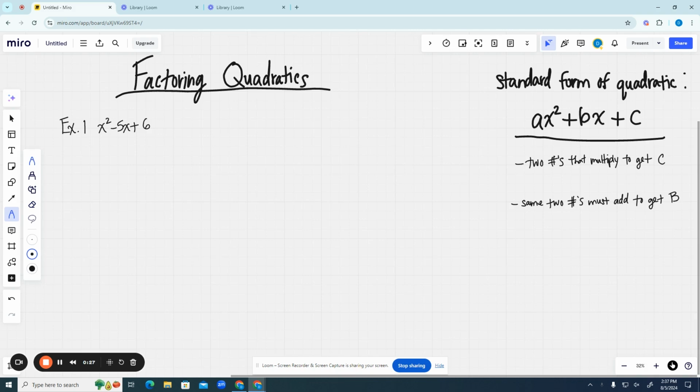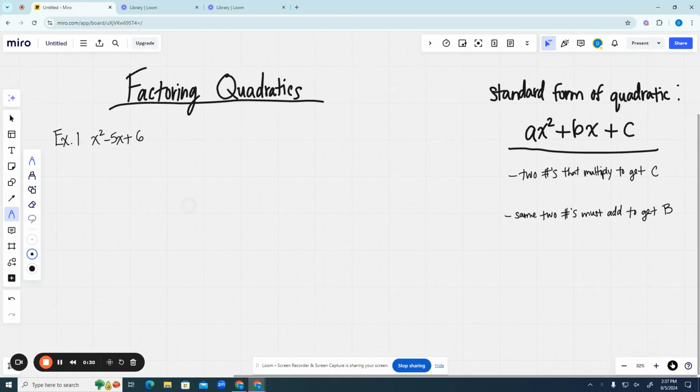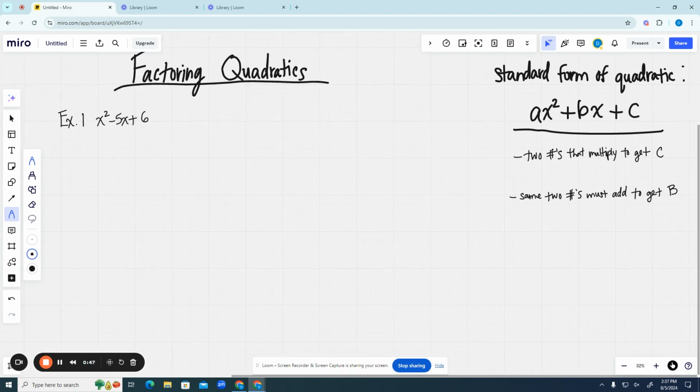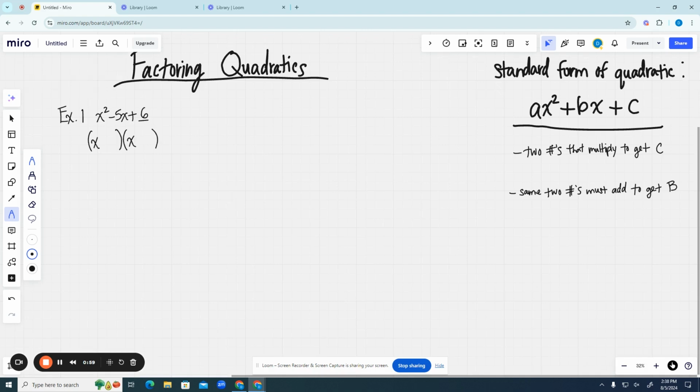But I wanted to talk about that because to factor these, I just like to think of it as, for our C, we need to find two numbers that multiply to get C, and those exact same two numbers must also add to get B. So for this problem here, I like to write my parentheses first because then I just need to fill in whichever numbers go there. So 6 is our C. So we're going to have two numbers that multiply to get 6, and they also have to add to get 5.